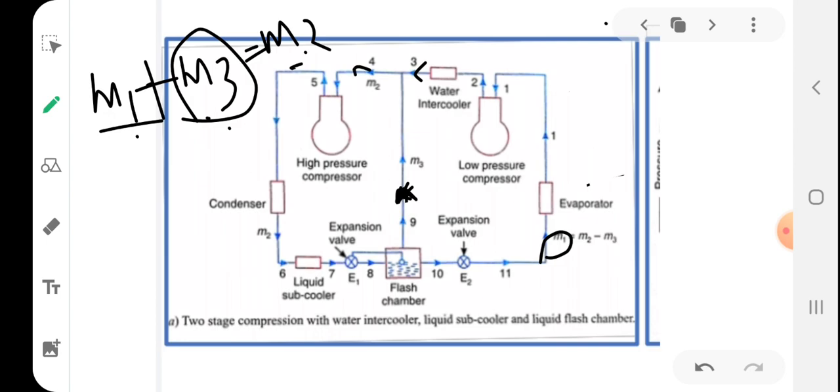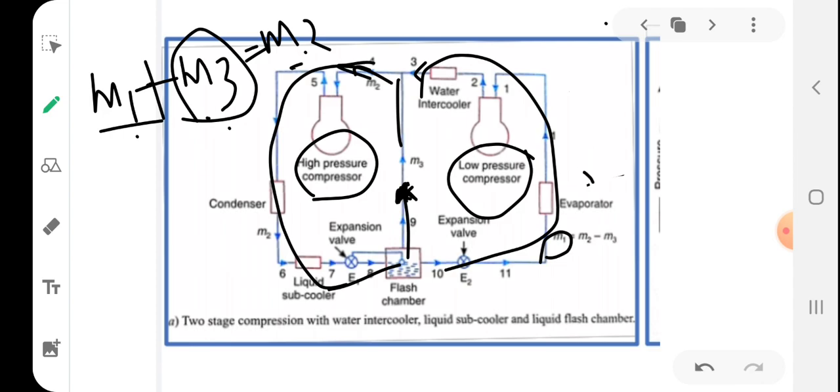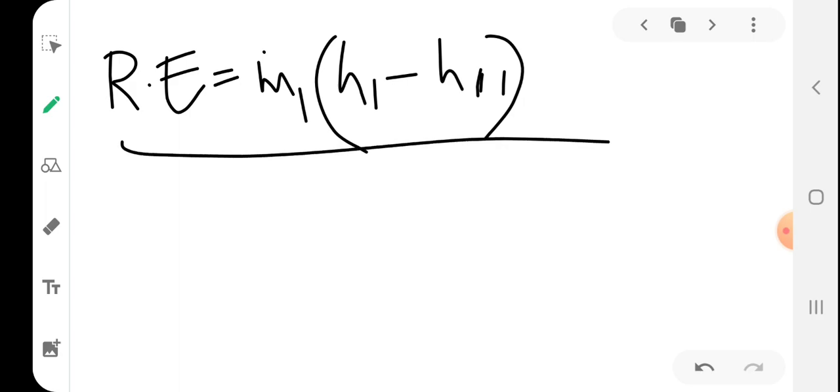M2 is the amount of mass passing through the high pressure compressor. M1 is the mass passing through the low pressure compressor or evaporator. So in this circuit M1, in this circuit M2. So from M2, M3 is getting bypassed and getting joined with M1 again to form M2. So this is how the cycle works. While we are calculating refrigerating effect, the mass you should use is M1 dot only. So refrigerating effect equals M1 dot into (H1 minus H11).